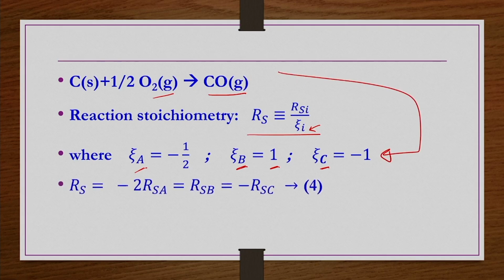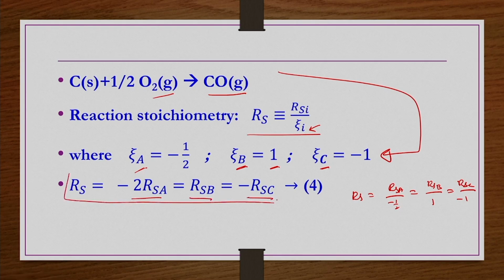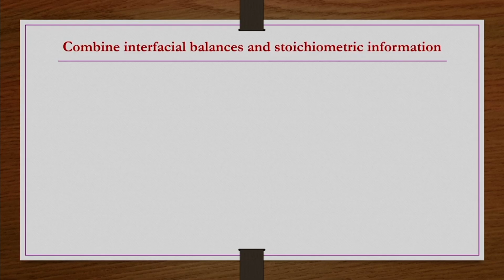So, that means we can write Rs is equal to Rsa divided by -1/2 is equal to Rsb divided by +1 is equal to Rsc divided by -1. The plus and minus symbols we are using indicate that if it is a product then plus, if it is a reactant then it should be minus. Okay. So, that is Rs is equal to -2 Rsa is equal to Rsb is equal to minus Rsc. So, these 4 equations, numbers 1, 2, 3, 4, we are going to use extensively in the remaining part of the lecture. So, we should remember them or we should write them wherever we need them.